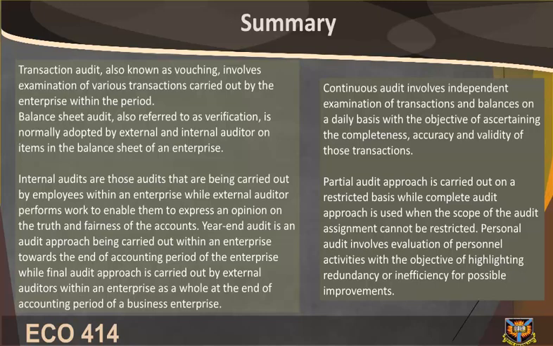Year-end audit is an audit approach being carried out within an enterprise towards the end of accounting period of the enterprise, while final audit approach is carried out by external auditors within an enterprise as a whole at the end of accounting period of a business enterprise. Continuous audit involves independent examination of transactions and balances on a daily basis with the objective of ascertaining the completeness, accuracy and validity of those transactions. Partial audit approach is carried out on a restricted basis, while complete audit approach is used when the scope of the audit assignment cannot be restricted. Personnel audit involves evaluation of personnel activities with the objective of highlighting redundancy or inefficiency for possible improvements.